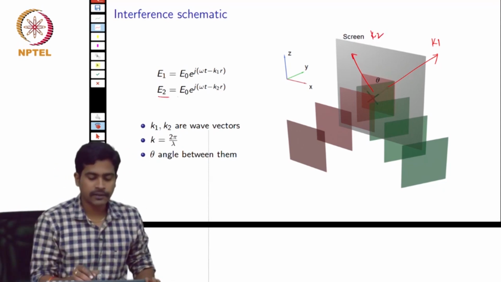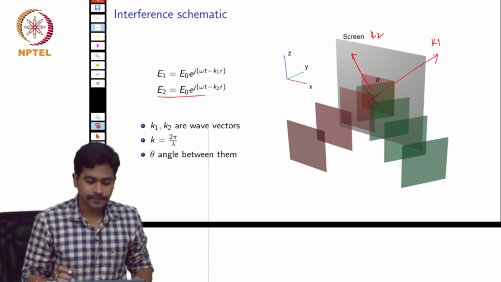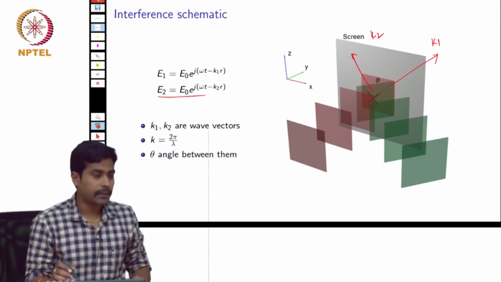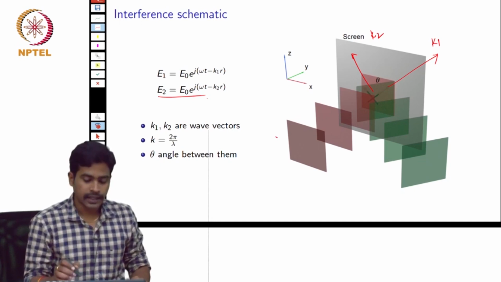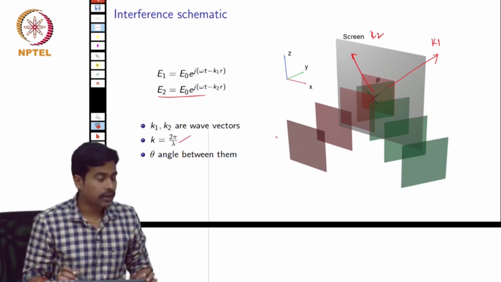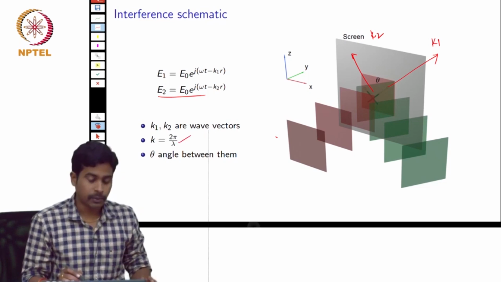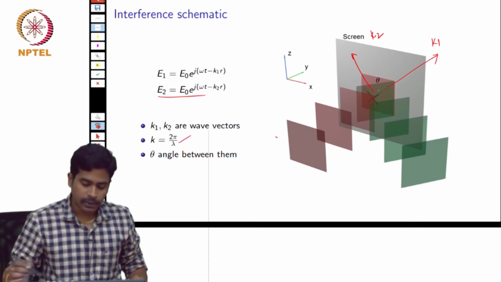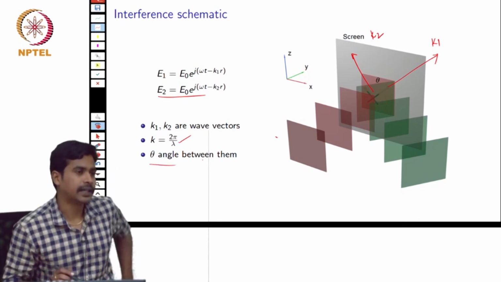These are the expressions for the electric fields of the two plane waves. E1 is E0 e to the power j into (omega t minus k1 dot r). Similarly, E2 is E0 e to the power j into (omega t minus k2 dot r). The magnitude of the wave vector is given by 2 pi by lambda, and we are assuming the angle between these two plane waves is some arbitrary angle theta.